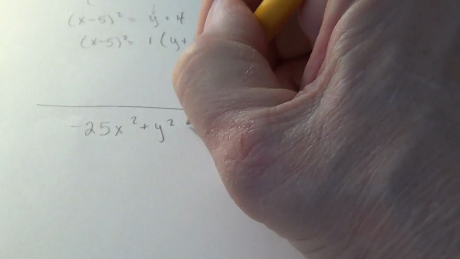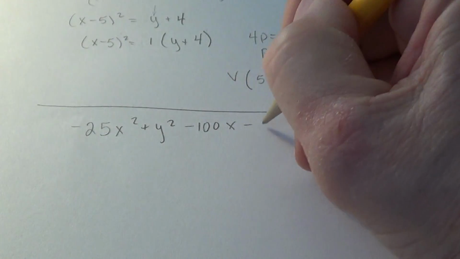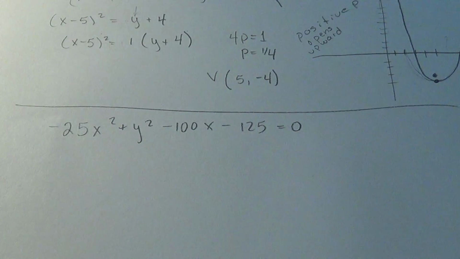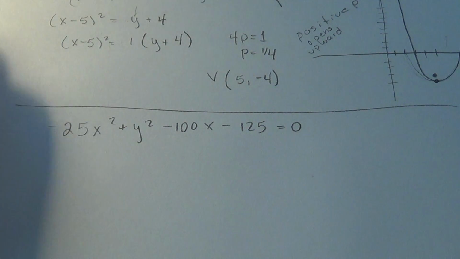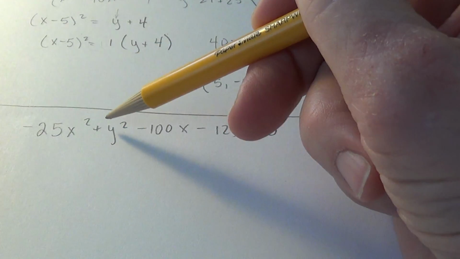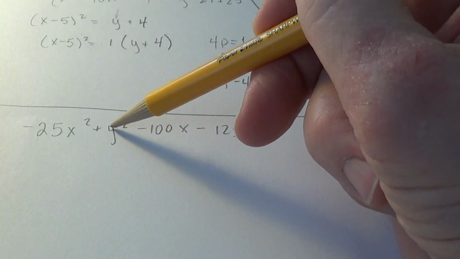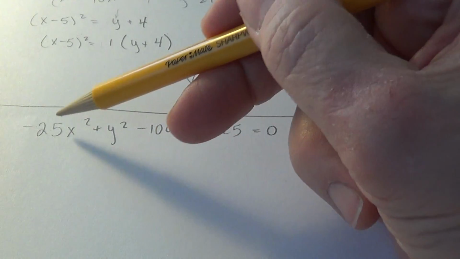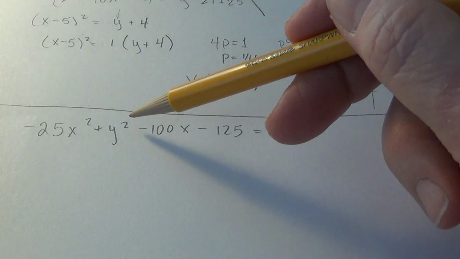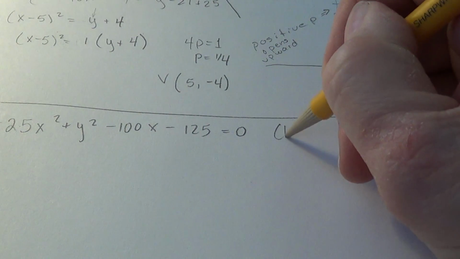Negative 25x squared plus y squared minus 100x minus 125 equals 0. Here I have an x squared term and a y squared term, and I recognize this because the x squared term and the y squared term do not have the same coefficient. This is an unwritten 1, this is a negative 25, and they have opposite signs, so we know we have a hyperbola.